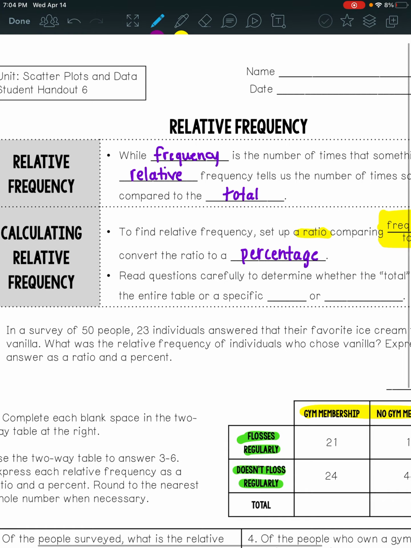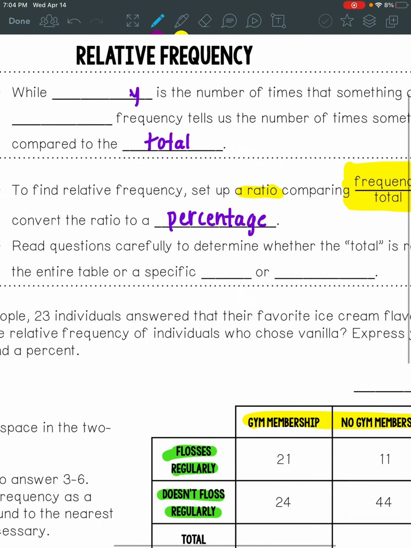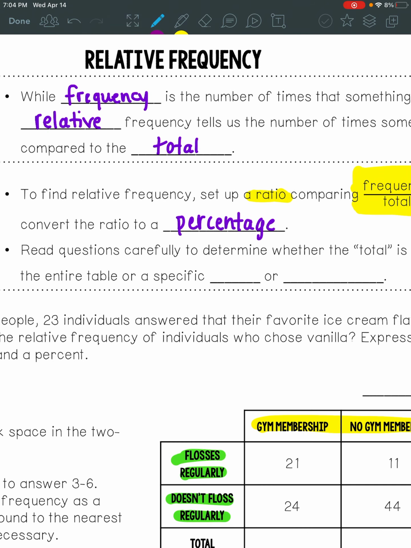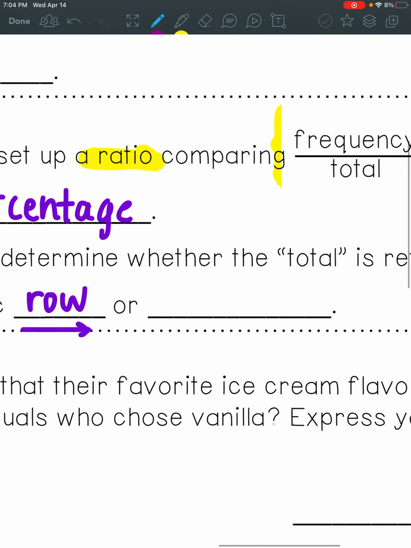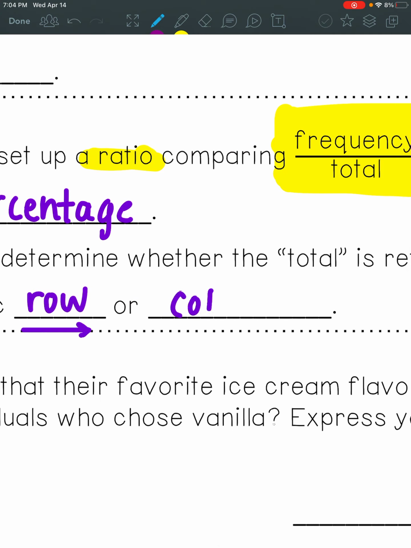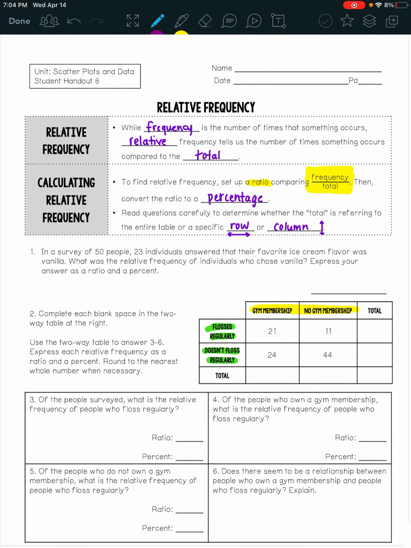Okay, here's where I was talking about reading questions carefully to determine whether the total is referring to the entire table's total, or maybe you're looking at a specific row. Remember that rows go left and right. Or we could be looking at a specific column, and remember columns are up and down. Those little arrows just help you remember the difference between rows and columns. Okay, so let's look at some of these examples.